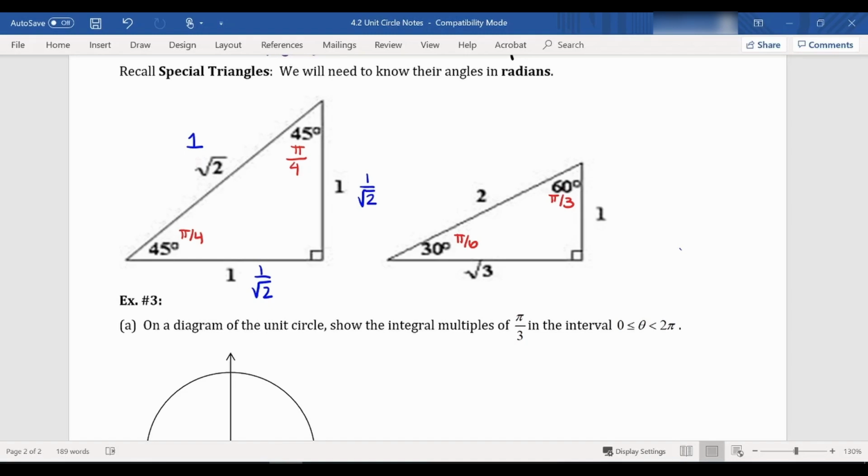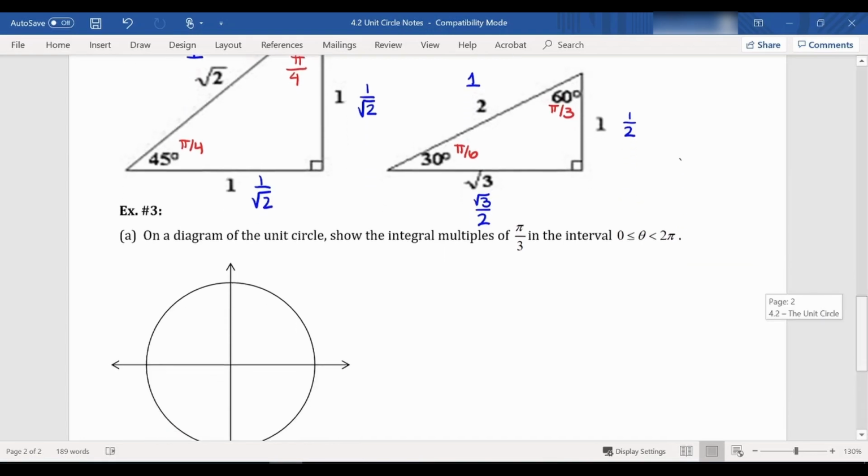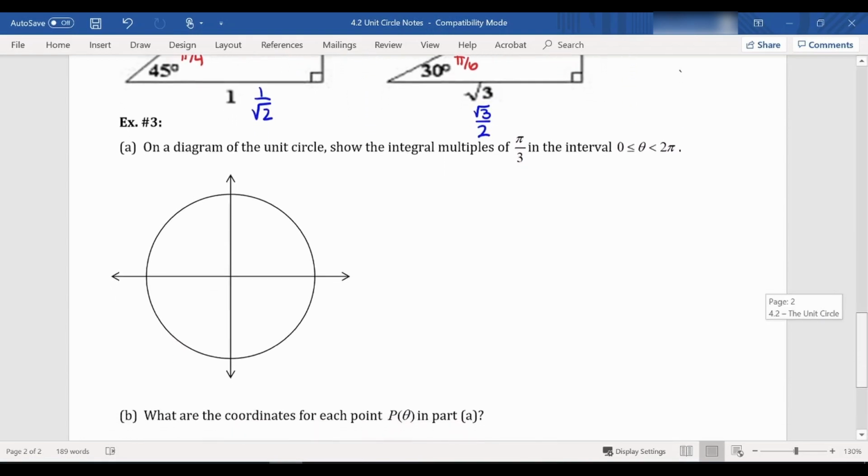I can do a similar thing with my other triangle. My hypotenuse is 2, so if I divide everything by 2, I would have new side lengths of 1/2, root 3 over 2, and 1 if we are dealing with a unit circle. So we're going to use these to help us with our next question.